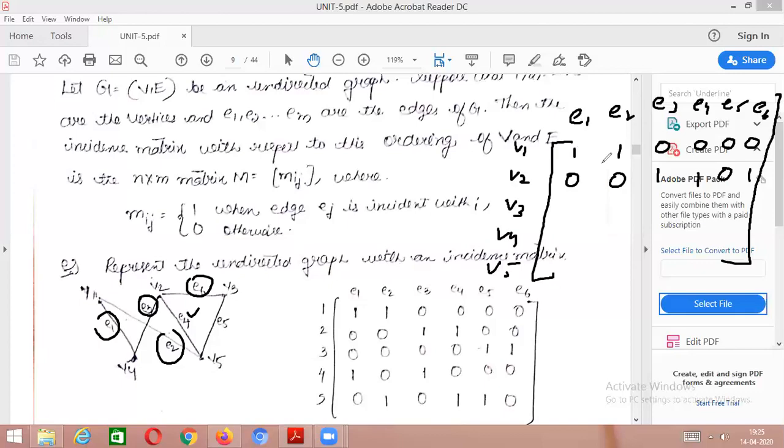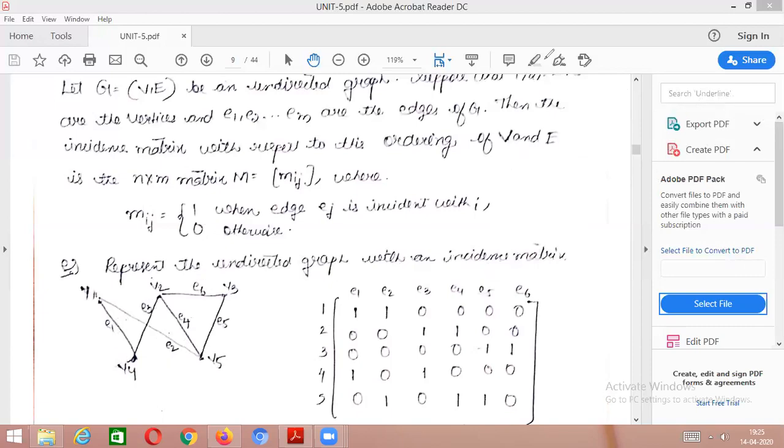So the thing is, the incidence matrix is vertices with respect to edges, or vertices to edges. If the edge is added to the vertex, you write 1. If it is not added, you write 0. That's all. So this is about the adjacency and incidence matrix of the given graph.